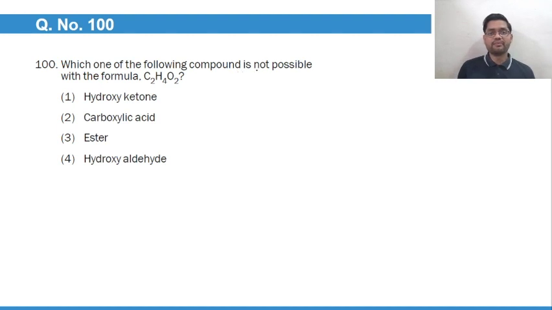Which of the following compounds is not possible with the formula C2H4O2? Let us see the options: hydroxy, ketone, carboxylic acid, ester and aldehyde. Even if you don't know the structure, you can directly mark ketone, because for a ketone at least 3 carbon atoms are required. So we'll go with option number 1.